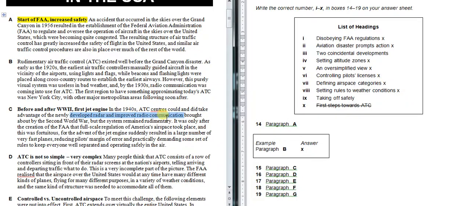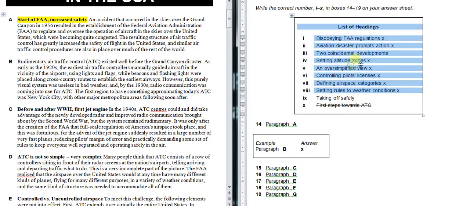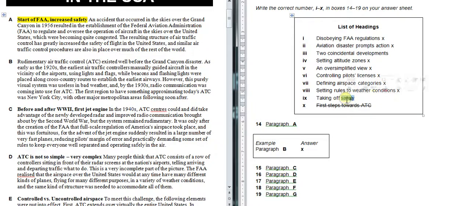Radar and technology, or radar and radio communication, and we have the advent of the jet engine. Okay, so this was one of the developments. We didn't catch the first one. Newly developed radar and radio communication. Right? But once we limited our options, then we were able to find, this one doesn't look right, this one looks probable. Okay? So our answer for C is 3.